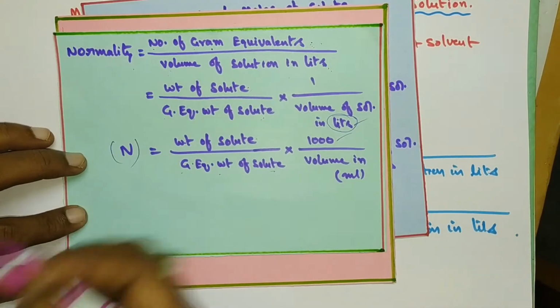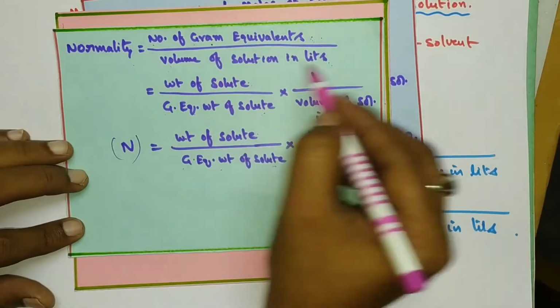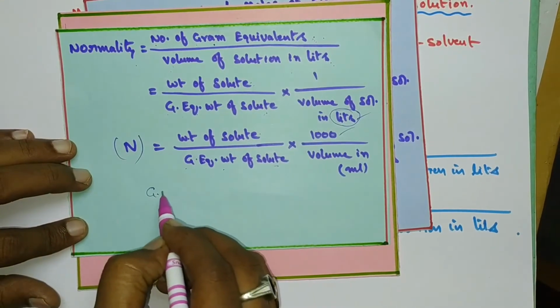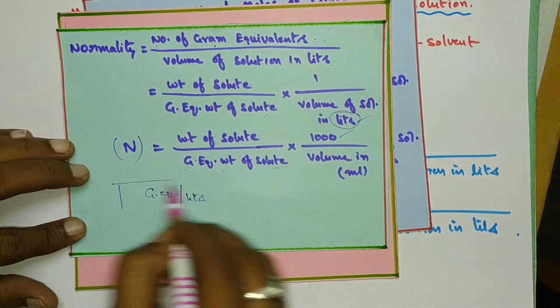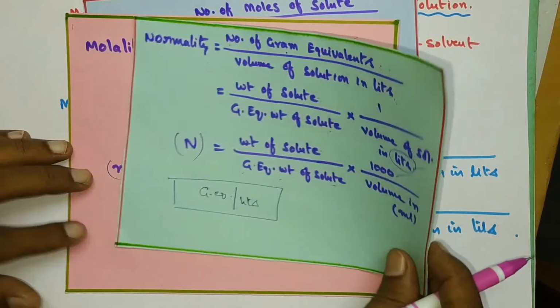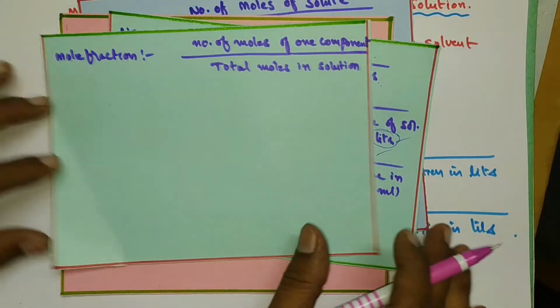Here it is represented by capital N. It has units gram equivalents per liter. So the units of normality is gram equivalents per liter. And now let us discuss mole fraction.